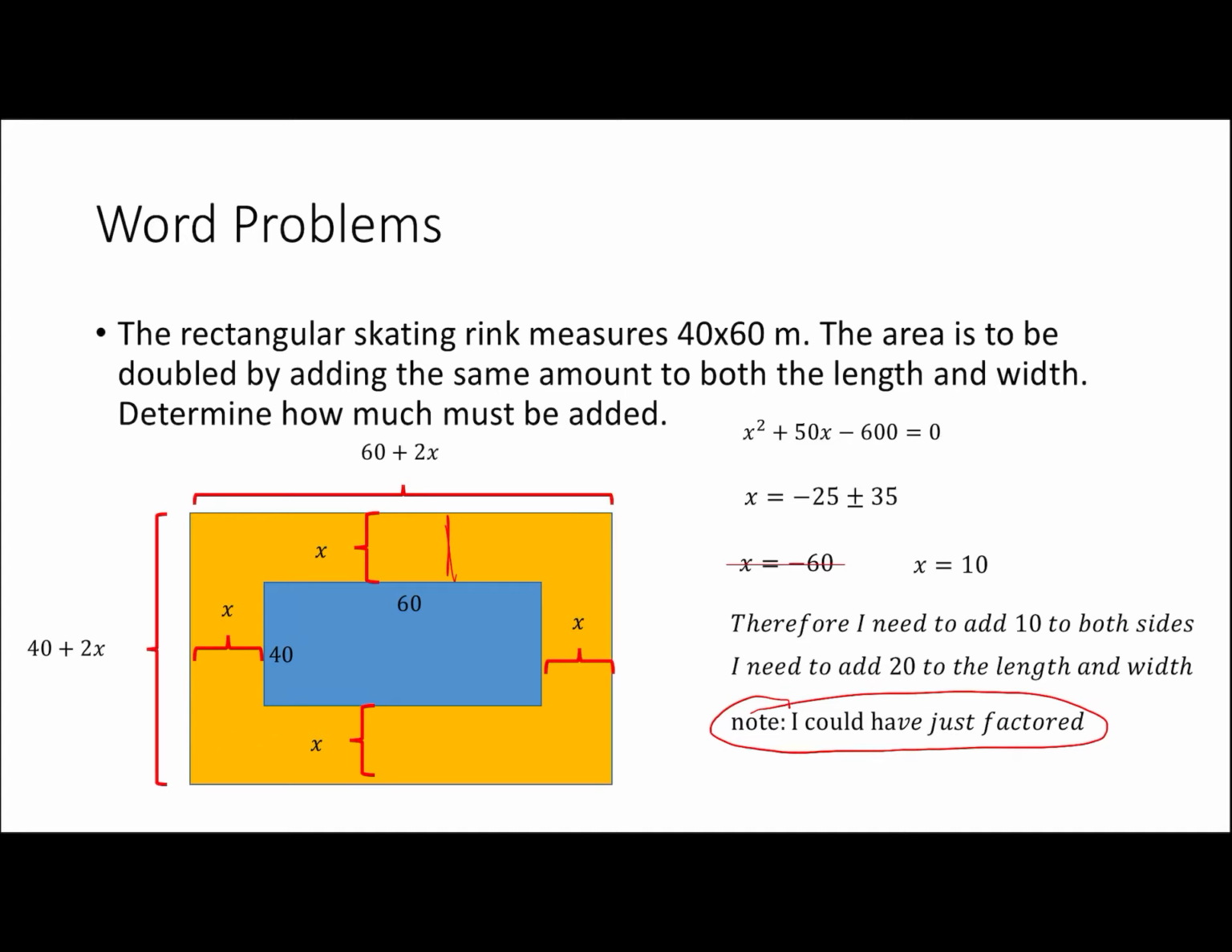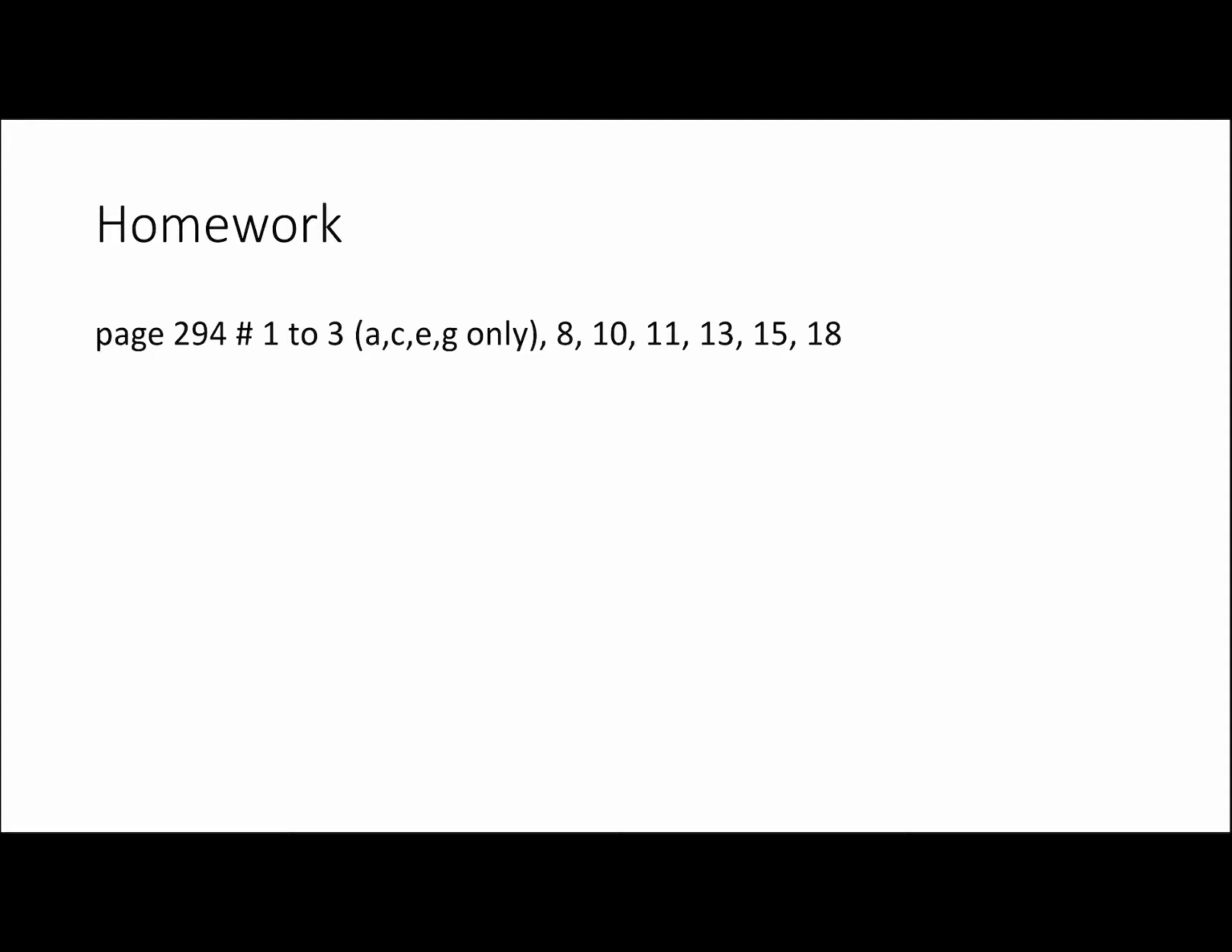By the way, you could have just factored, because I have an integer. And to be honest, 60 times 10 is 600, and 60 minus 10 is 50. So it could have been solved that way.